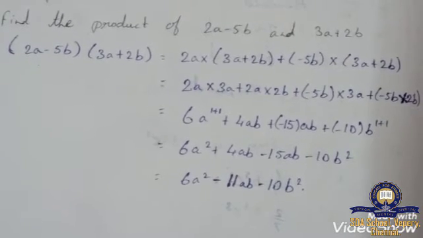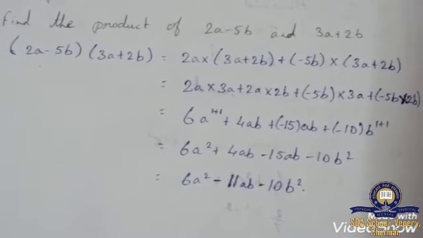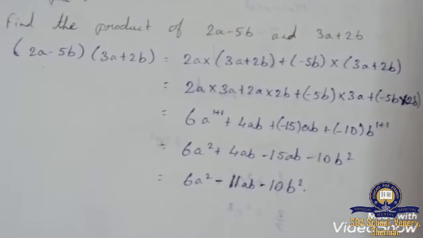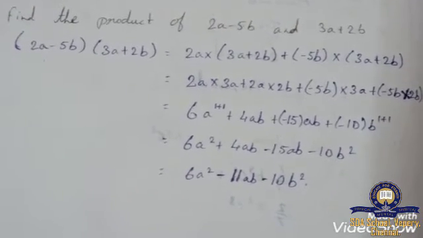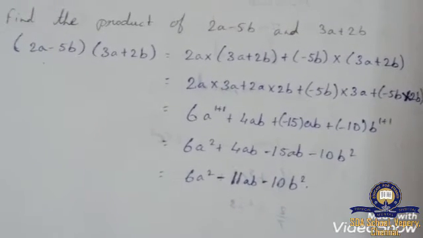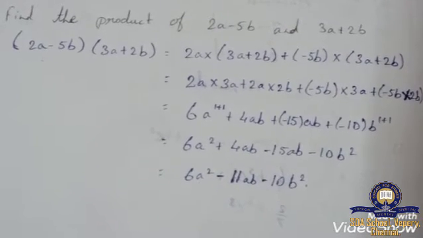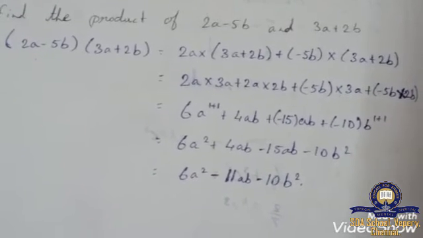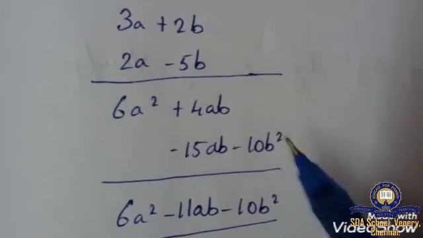So at last we have the same variables plus 4ab minus 15ab. So when we subtract these two terms, we get minus 11ab. So our answer is 6a square minus 11ab minus 10b square. Next we are going to use a column method.